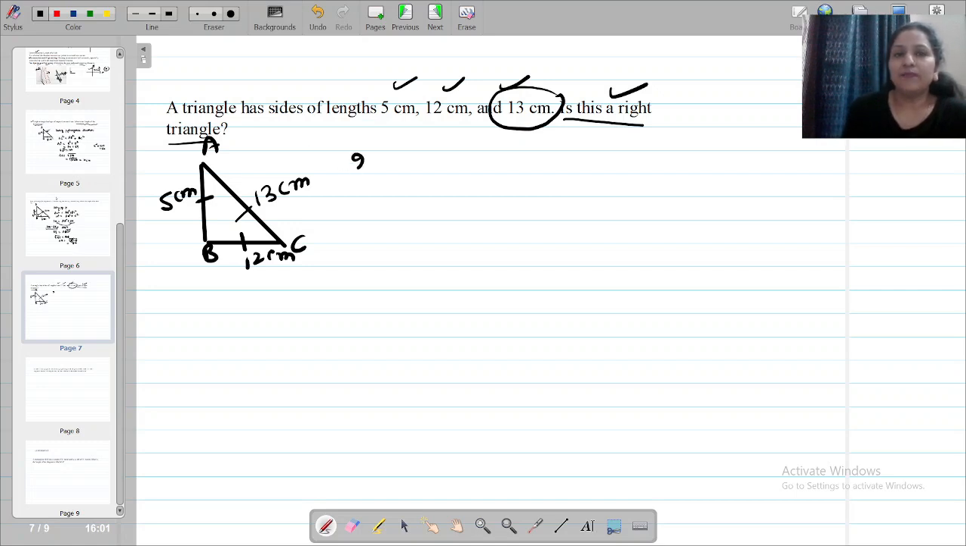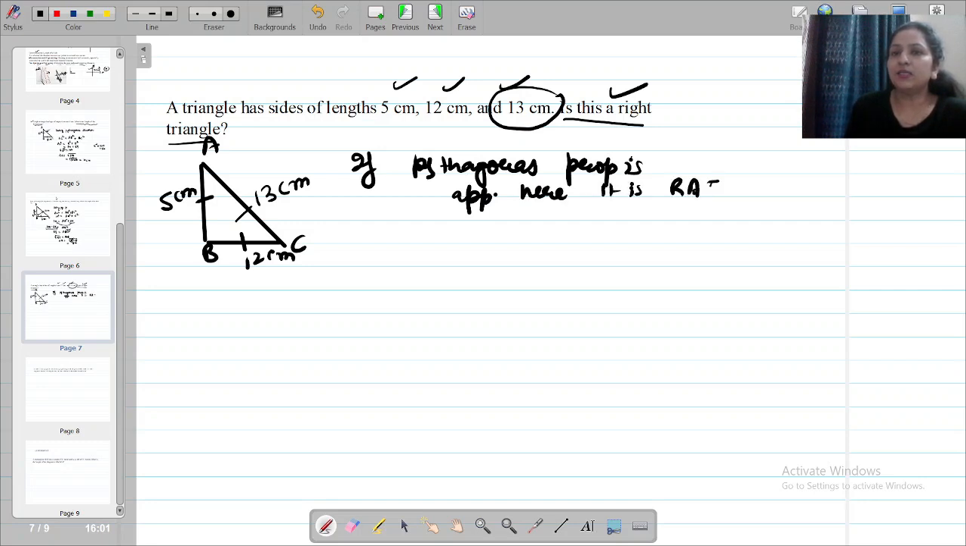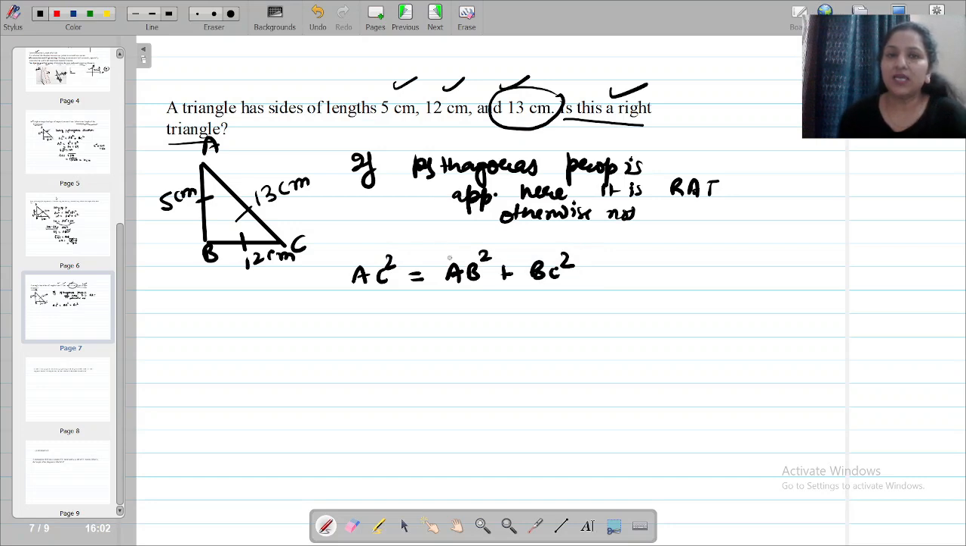So you have to write here, if Pythagoras property is applicable here, it is a right angle triangle, otherwise not. Right? And what does the property say? In a right angle triangle, AC square, the greatest side square, should be equal to the sum of the squares of the other two sides. We have to see if the two sides come out equal for these values. If so, it is true, otherwise not. AC is given as 13 here.